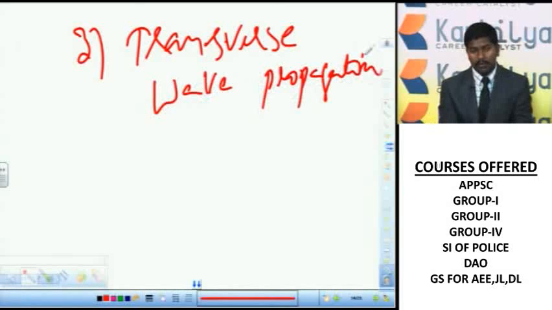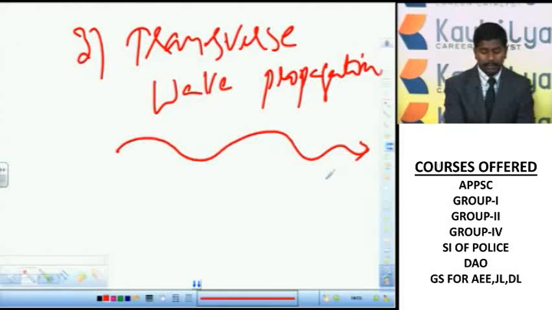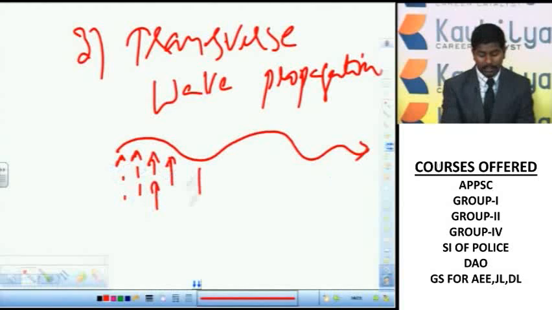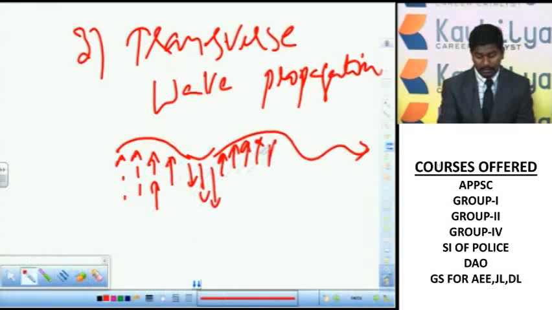Transverse wave propagation is opposite to longitudinal wave propagation. When the wave is moving like this, the vibrating particles move in the opposite direction, perpendicular to the wave propagation, like this.